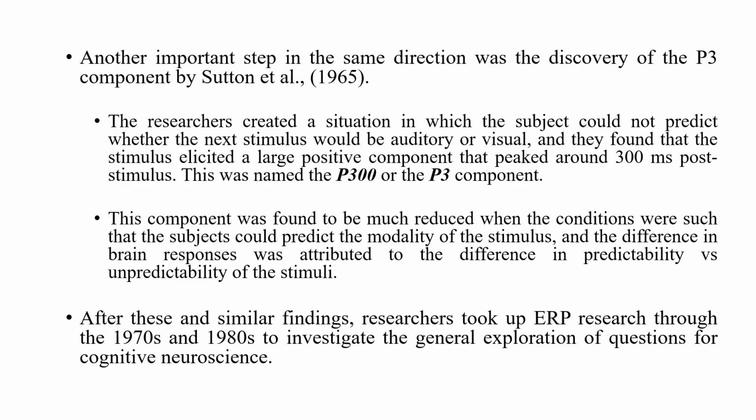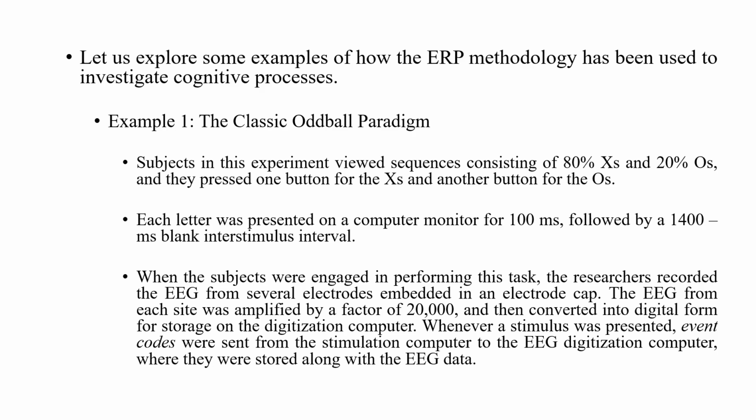Now, these two were the first cognitive components that could be isolated from the EEG recordings, and after these and similar findings, researchers basically adopted the ERP research paradigm through the 1970s and 80s, and they used it to investigate the general questions that are required in cognitive neuroscience. Now, let us explore some examples of how the ERP methodology has been used to investigate cognitive processes.